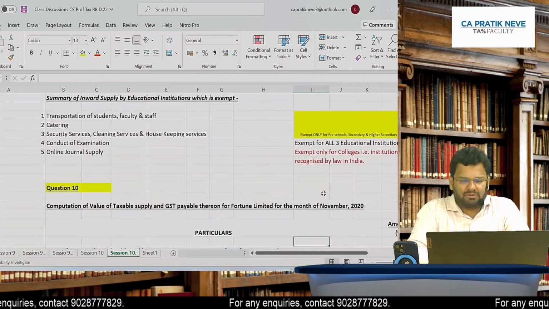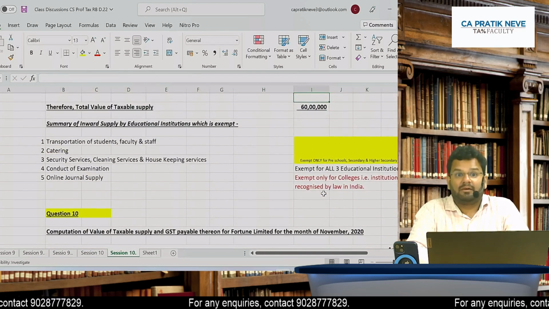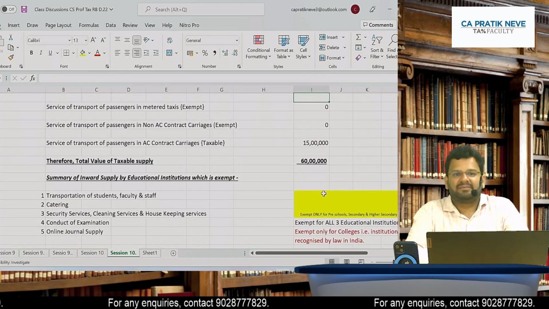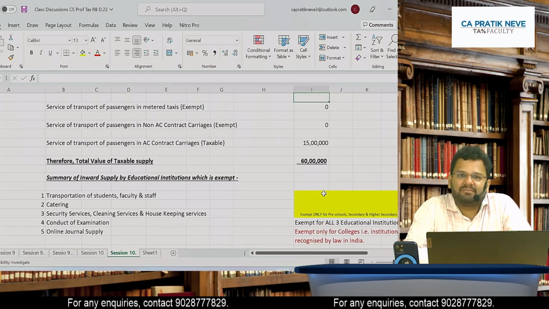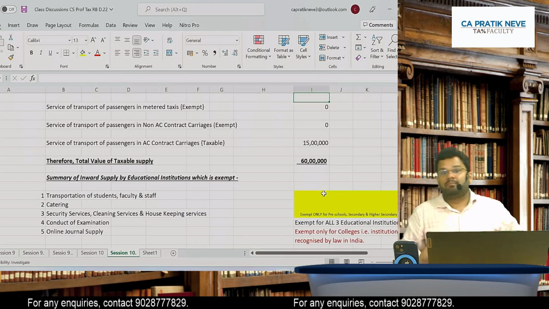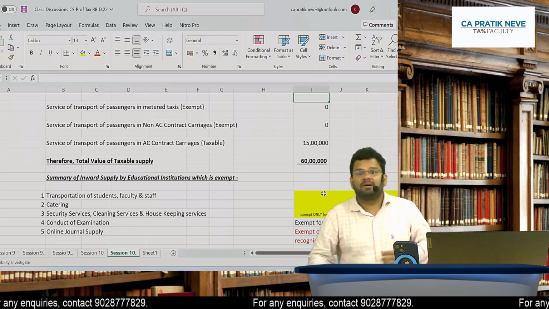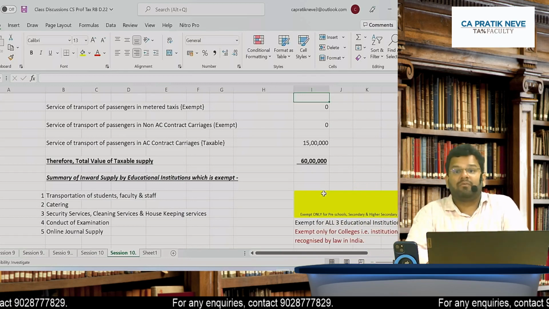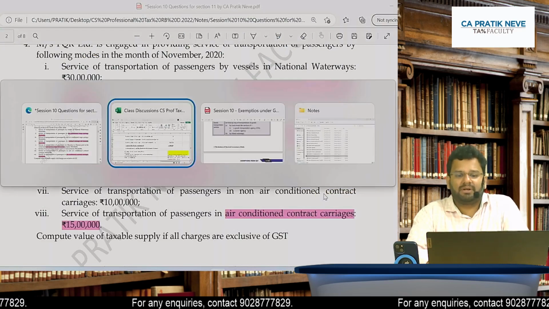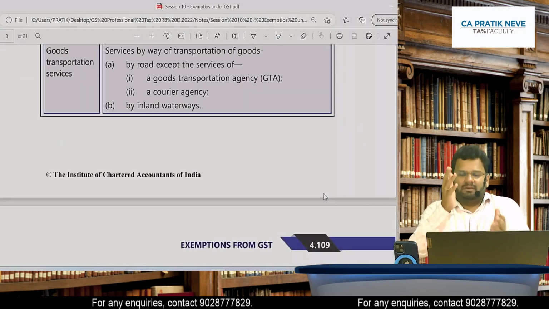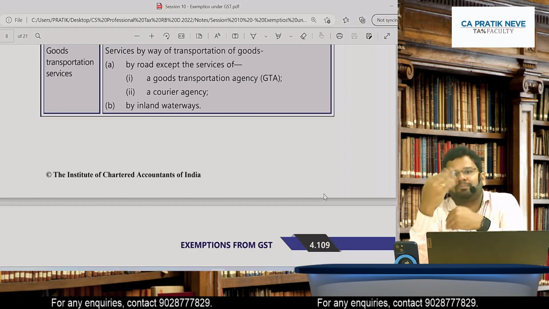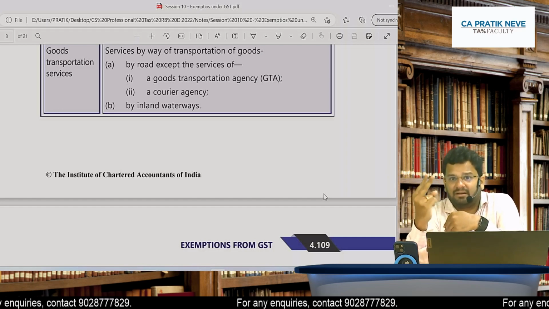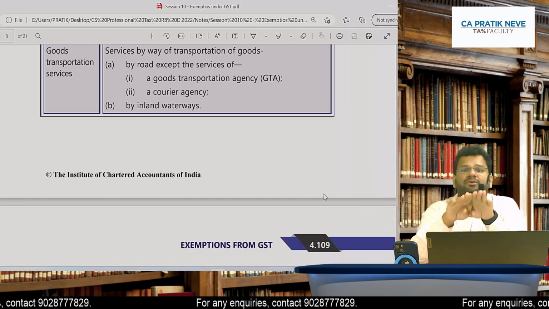Last service before the 15 minutes break. Very important service, education. Rather, all services which we are covering here are important. But from an understanding perspective, education service will become important. Why I am saying it will become important is because of two things. Some outward supplies by education institutions are exempt. Second, some inward supplies by education institutions are exempt.